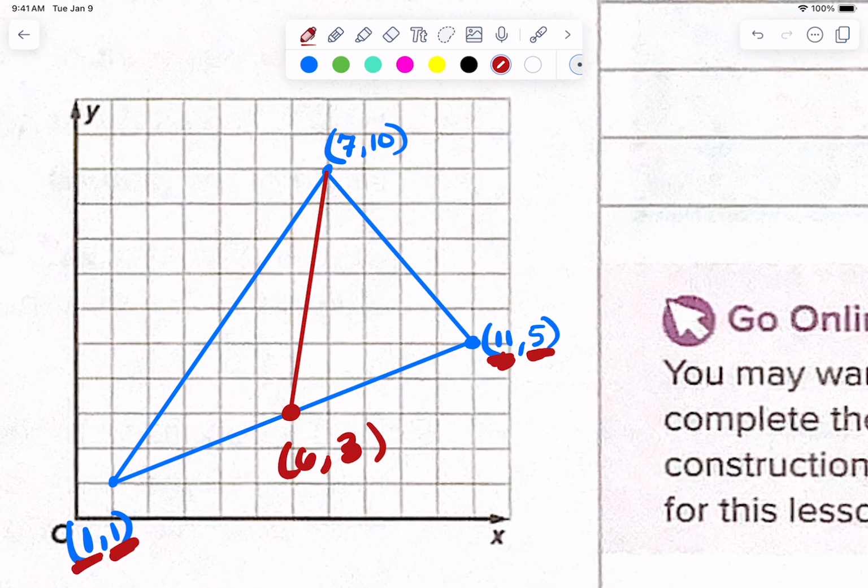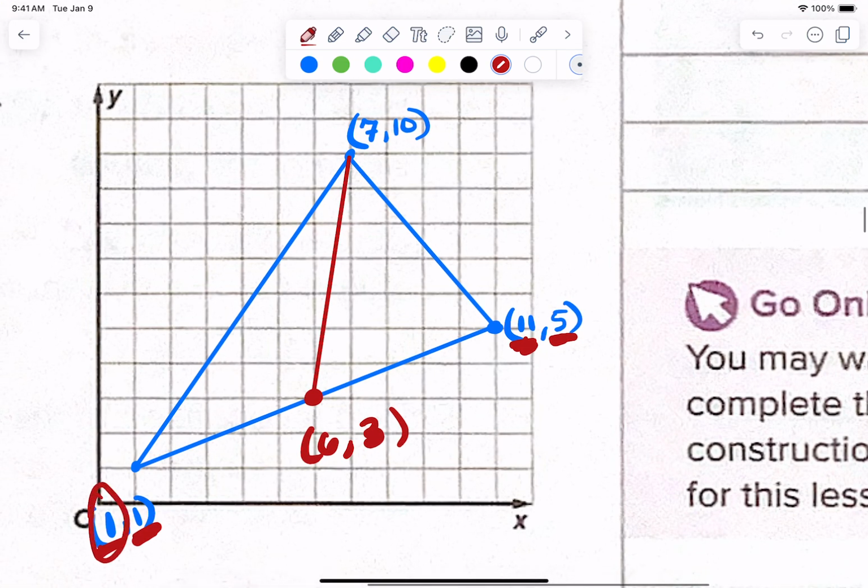Am I going too fast? No? Okay, let's find the midpoint up here. So I'm doing 1 and 7 is 8, divided by 2, 4, comma. This one's not going to come out nice. 1 and 10 is 11. 11 divided by 2, how much is that?